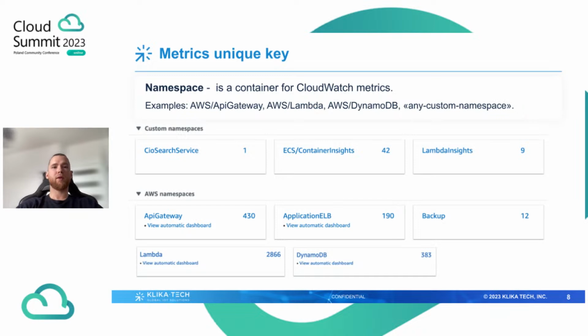Moving on to the next component of metric uniqueness, let's explore the metric namespace. Metric namespace is an important aspect of CloudWatch, as it allows you to organize and group metrics by service, application, or any other logical grouping that makes sense for your monitoring needs. The namespace is a container for the metrics and can be thought of as a grouping mechanism. For example, metrics for an Amazon API Gateway service might be organized in a namespace called AWS/API Gateway. On this slide, you can see how it looks in CloudWatch.